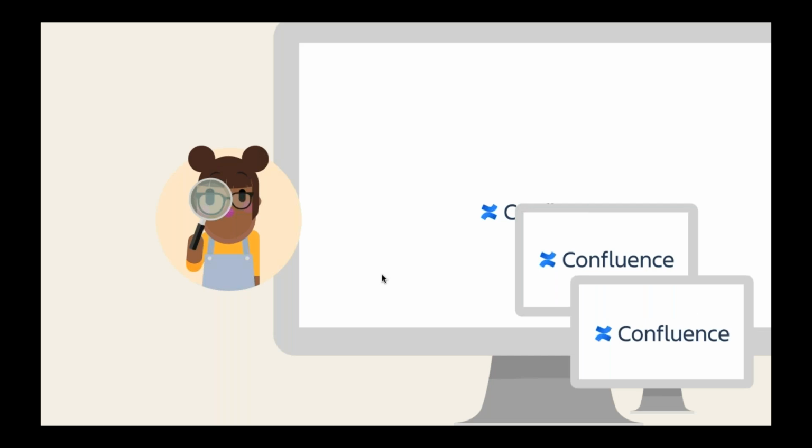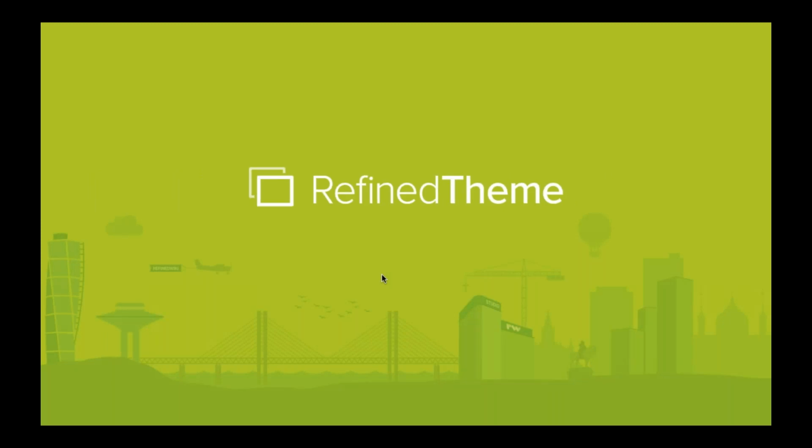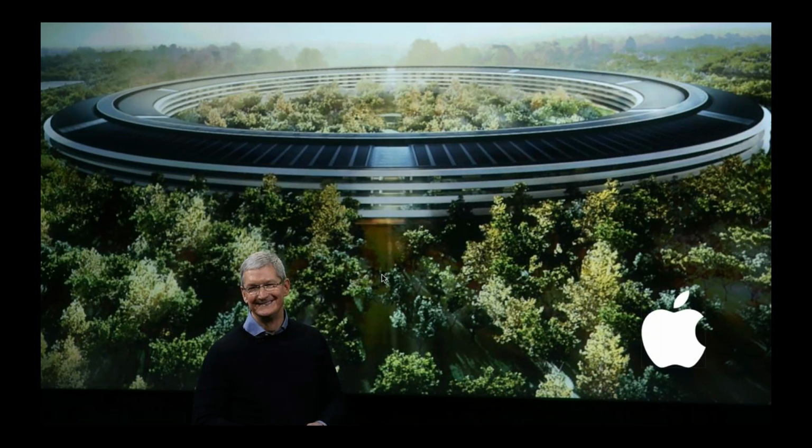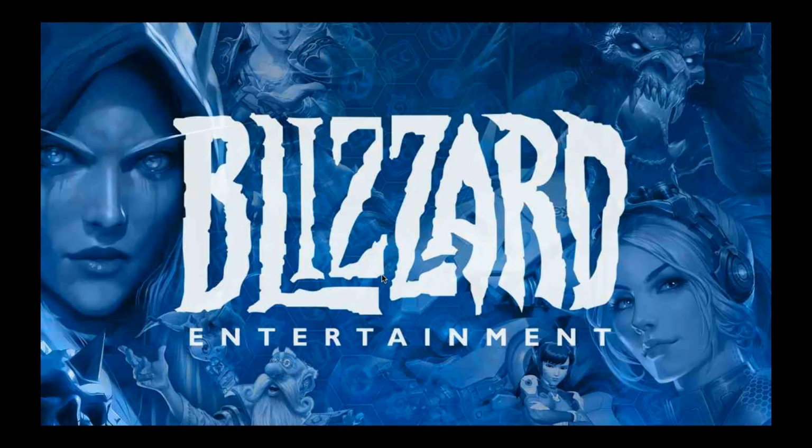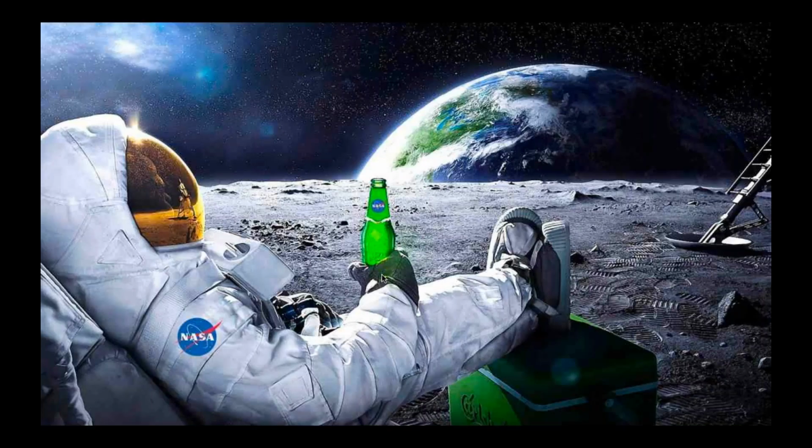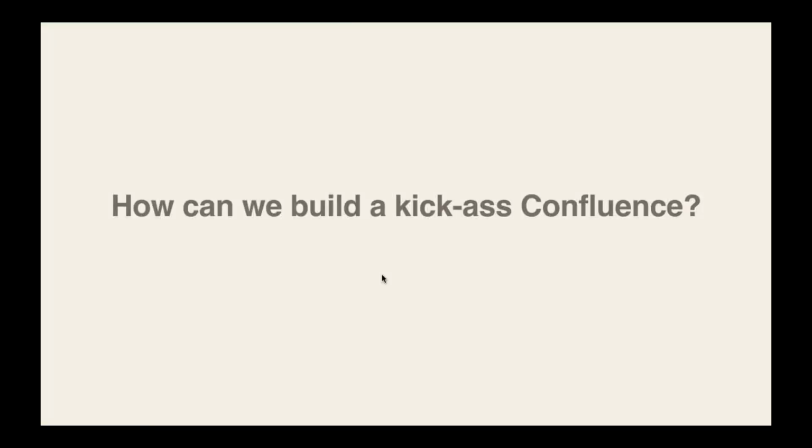So our goal with this app, Refine Theme, is to try and eliminate these pain points and ultimately build a really kick-ass Confluence. So here's a few of our customers who are already using this app to build their awesome Confluence. This customer uses it more for a project collaboration purpose. This company uses it as their intranet, same with SurveyMonkey. And today, this is the question we're going to answer.